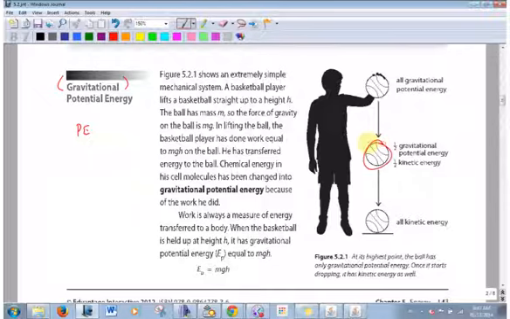But if it's halfway down, it's not zero. Maybe I got half of that potential out. So there's an infinite amount of potential energies from however high it goes to the bottom. Okay?